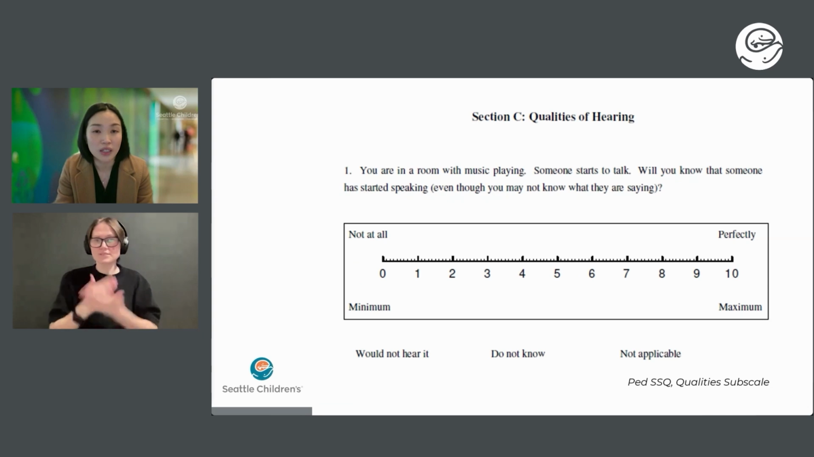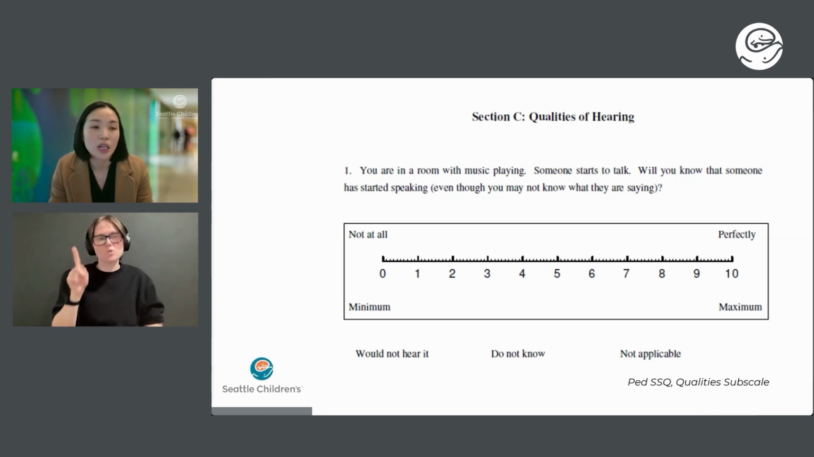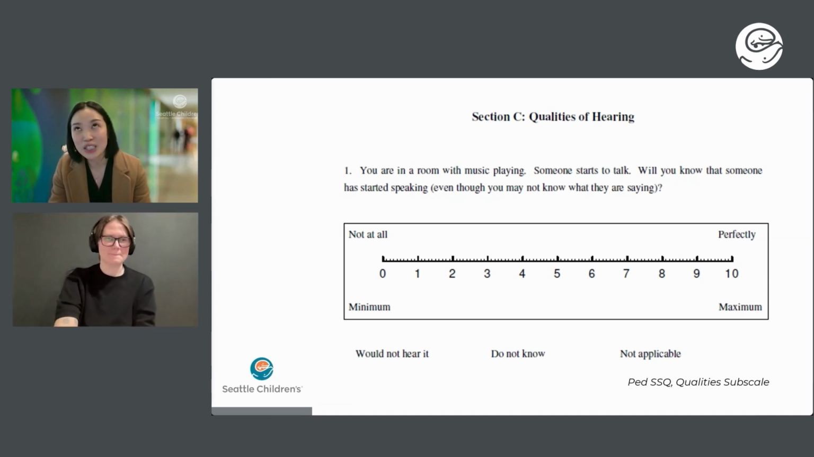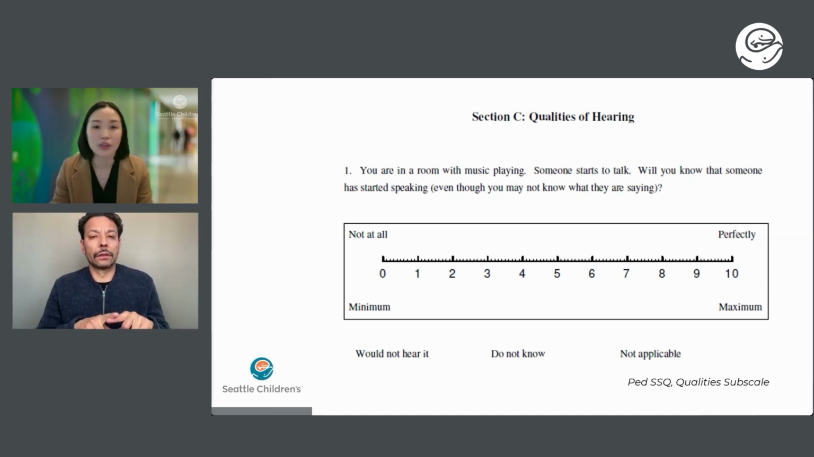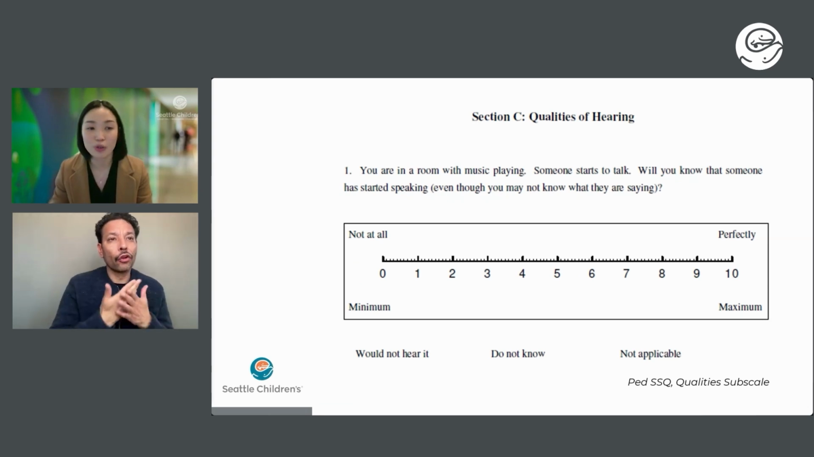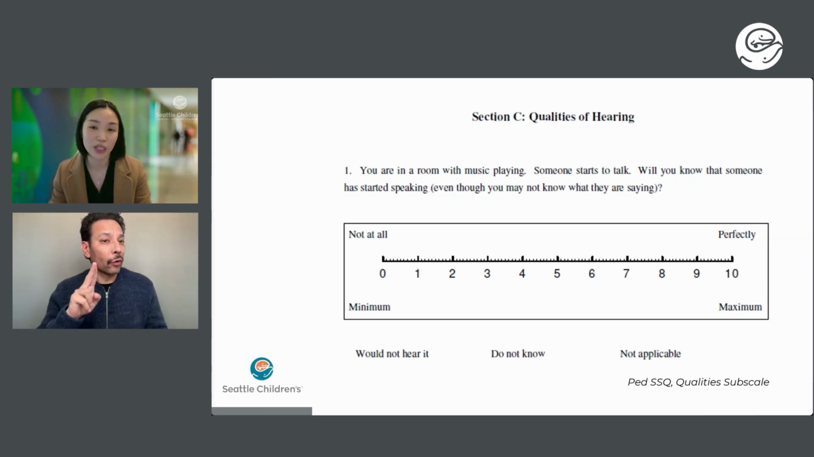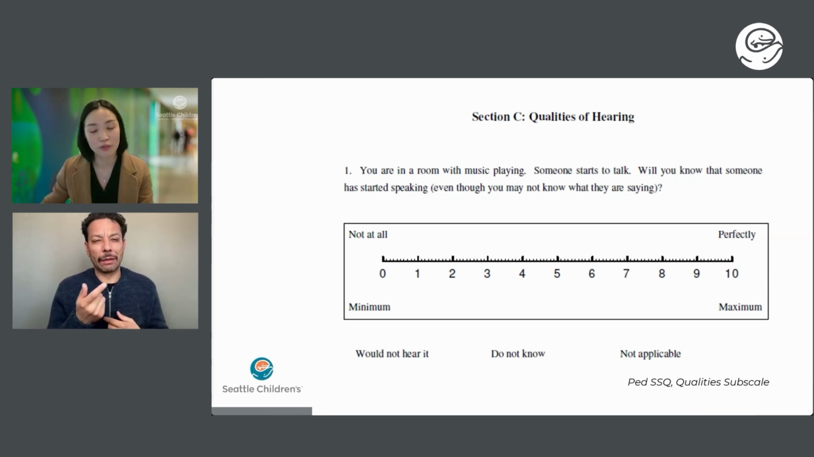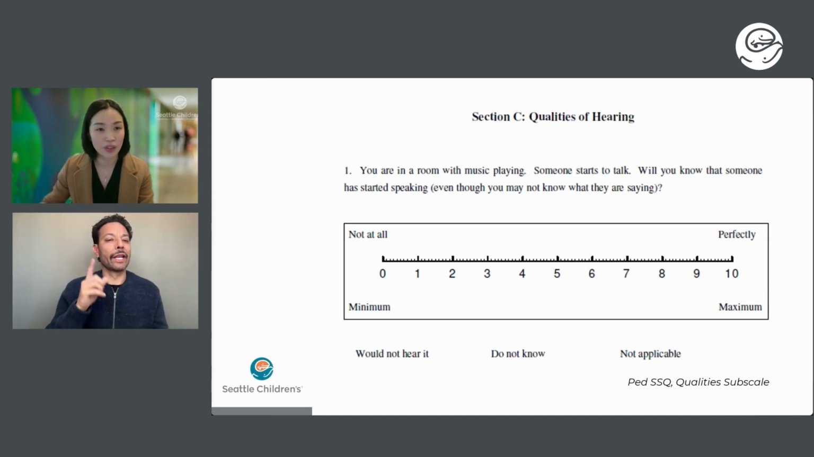So section C talks about qualities of hearing, so sound quality. The first question in this section is, you are in a room with music playing, someone starts to talk, will you know that someone has started speaking even though you may or may not know what they are saying? So this isn't a question that can be answered simply, it's more of it depends, right? Like, where is the person coming from? Where is the person standing in relation to my good ear or bad ear if you were talking to a kid with unilateral hearing loss? But for a kid with bilateral hearing loss, this may be challenging regardless. So a little bit of nuance that might be missing for a kid with unilateral hearing loss versus bilateral hearing loss on this qualities of hearing question.